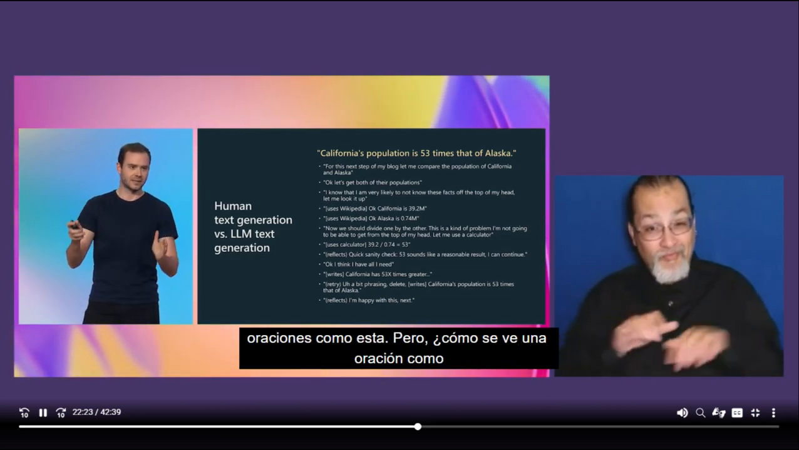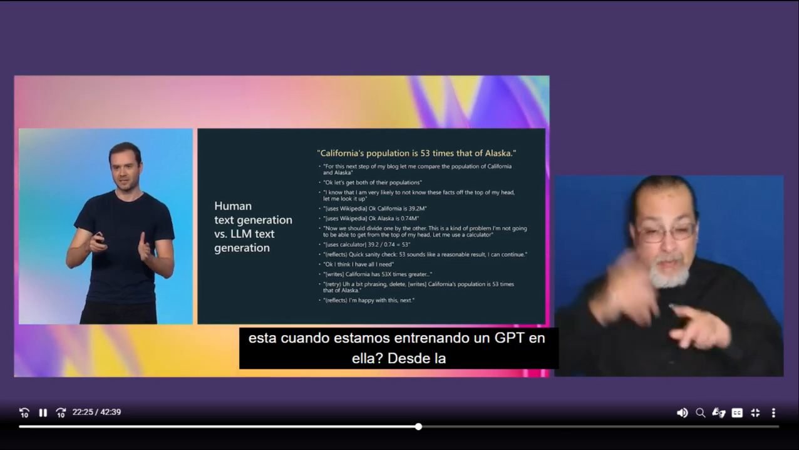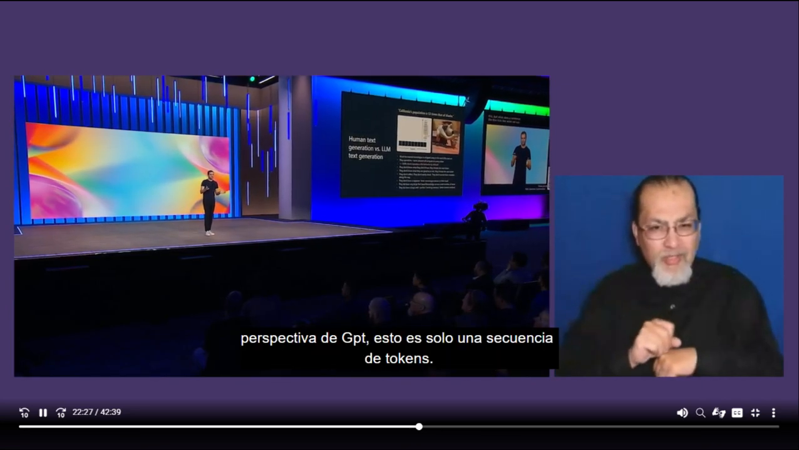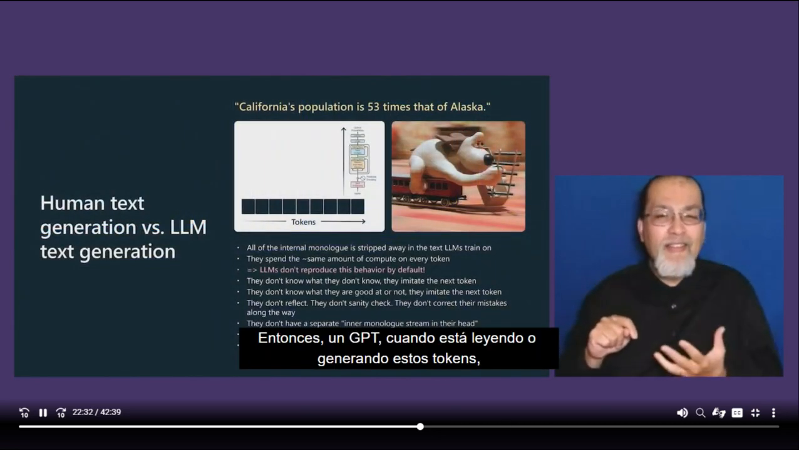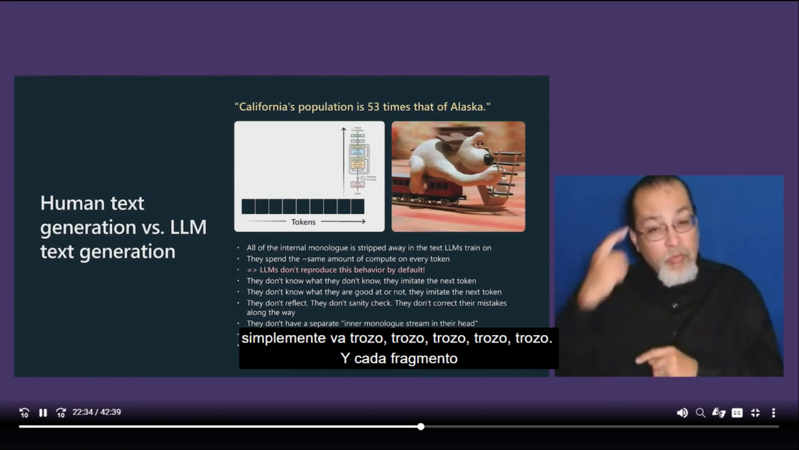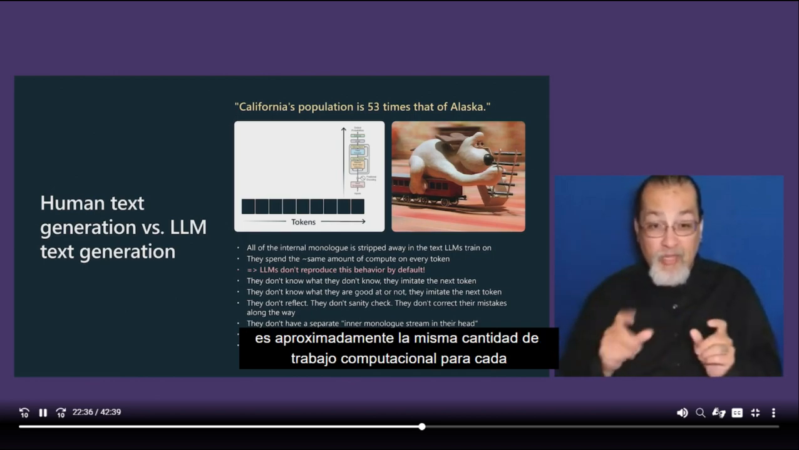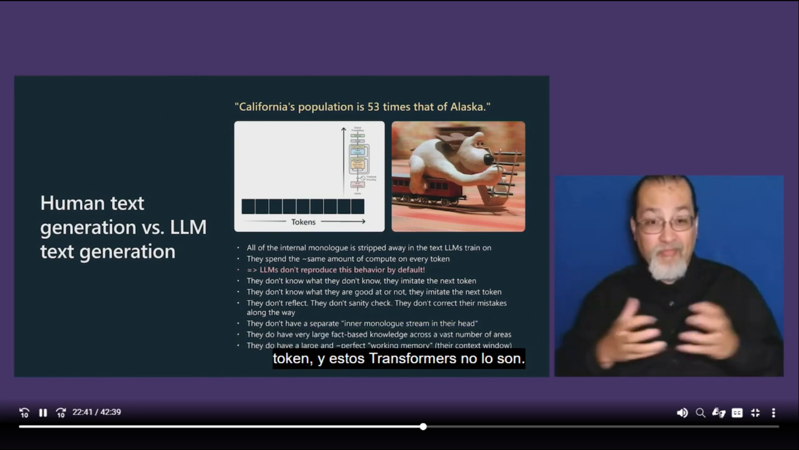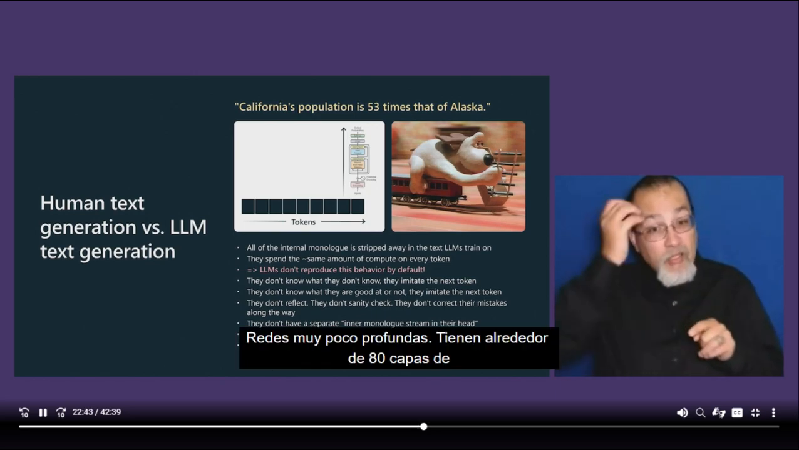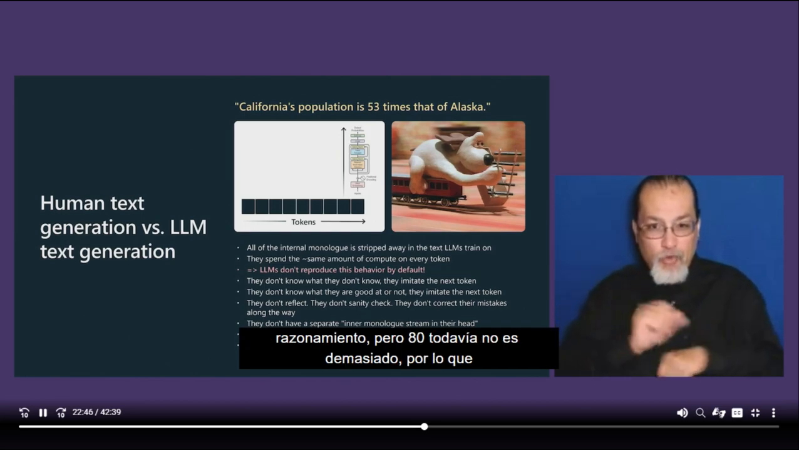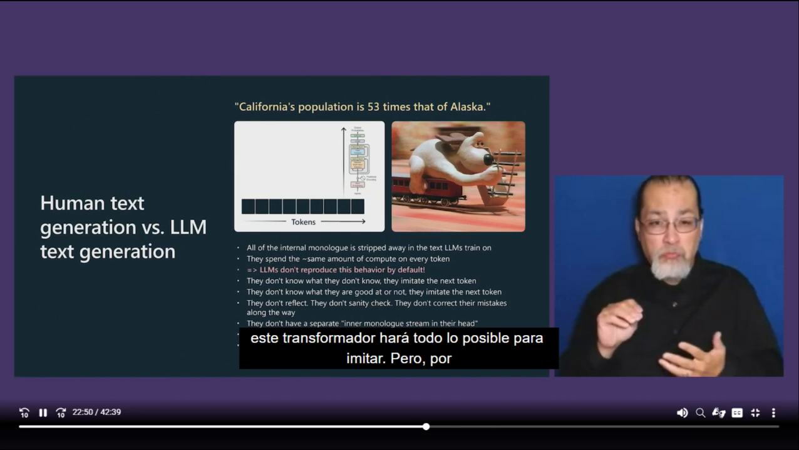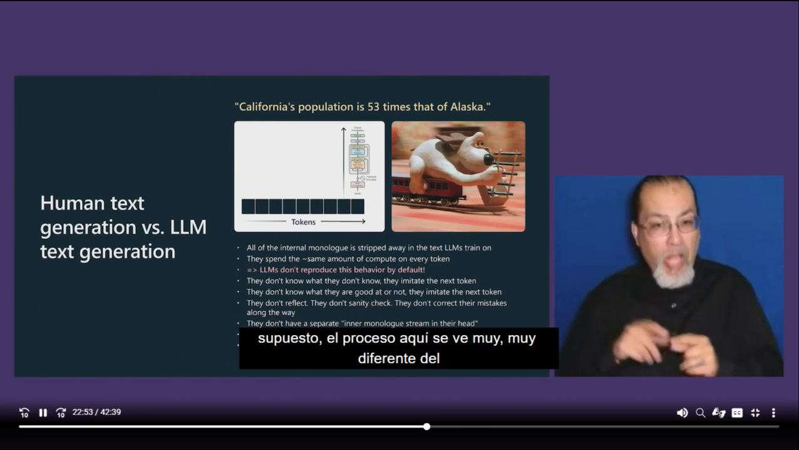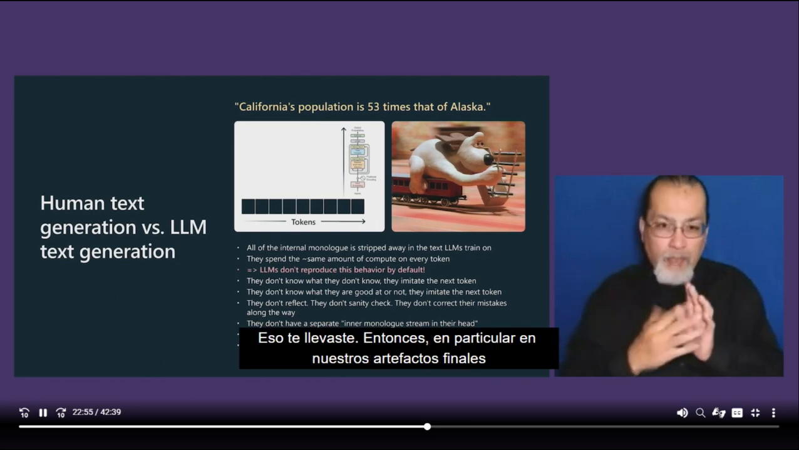But what does a sentence like this look like when we are training a GPT on it? From GPT's perspective, this is just a sequence of tokens. So a GPT, when it's reading or generating these tokens, it just goes chunk, chunk, chunk, chunk, chunk. And each chunk is roughly the same amount of computational work for each token. And these transformers are not very shallow networks. They have about 80 layers of reasoning, but 80 is still not too much. And so this transformer is going to do its best to imitate, but of course, the process here looks very, very different from the process that you took.